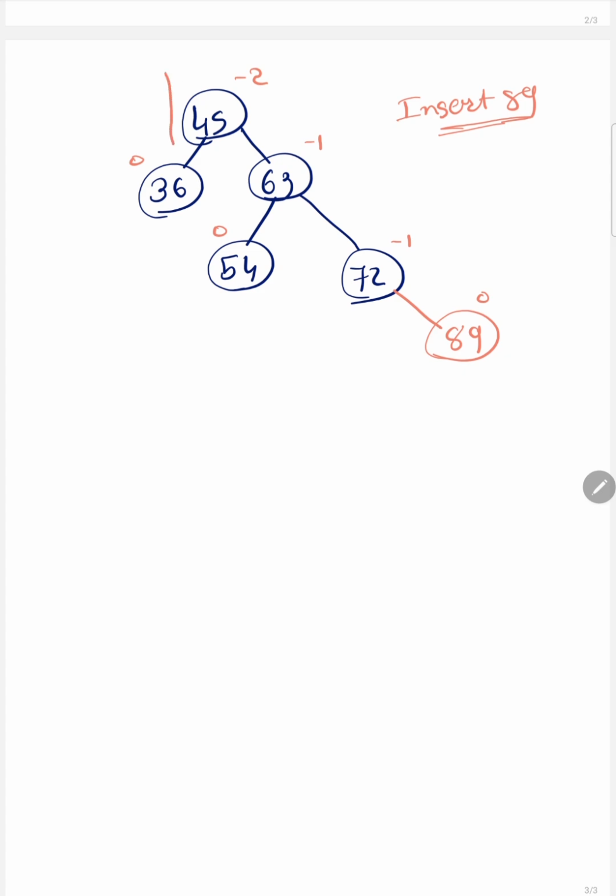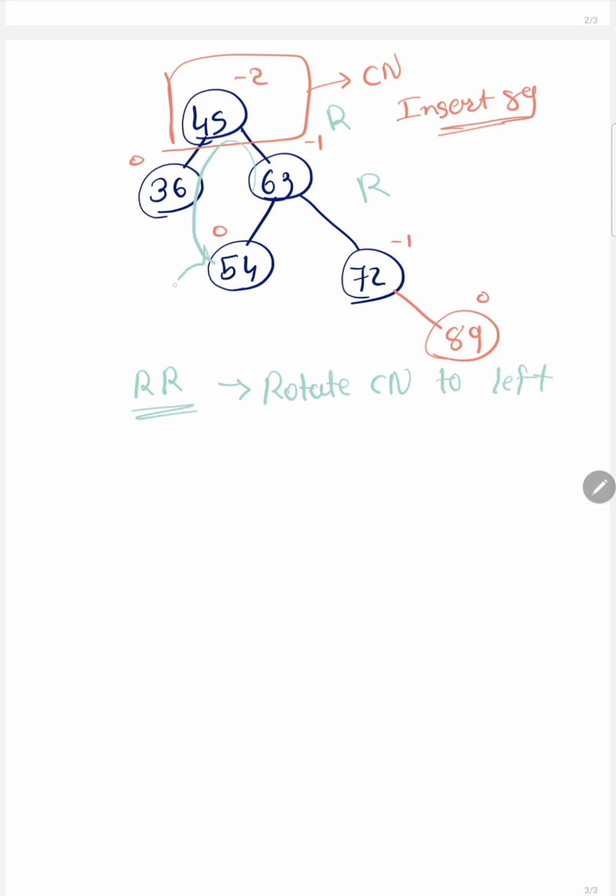Yes, now here is a problem. So this will become your critical node. After the critical node, you need to check the two levels, at which side. So as you can see, here again it's a right of right. So it's an RR rotation, and you need to rotate your critical node towards left. So 45 is the critical node, so you need to rotate it towards left.